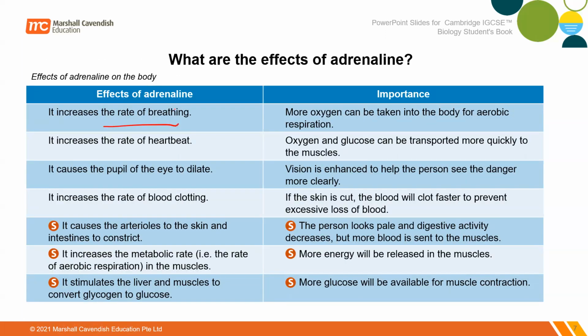It increases the rate of breathing and increases the rate of heartbeat. Why? Because we need more oxygen to be ready for aerobic respiration. As for the heartbeat, we need oxygen and glucose to be delivered, or transported, more quickly to the muscles. The pupil will dilate in order to see, because we are in danger. Adrenaline is released when we are in danger, or for a fight or flight response.